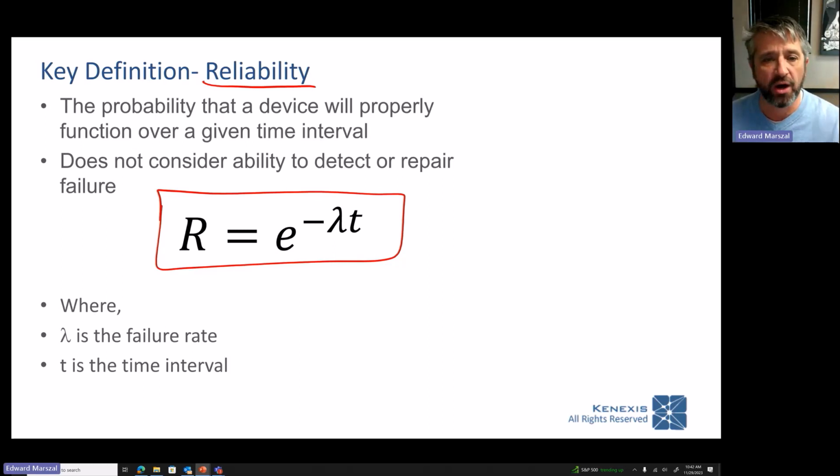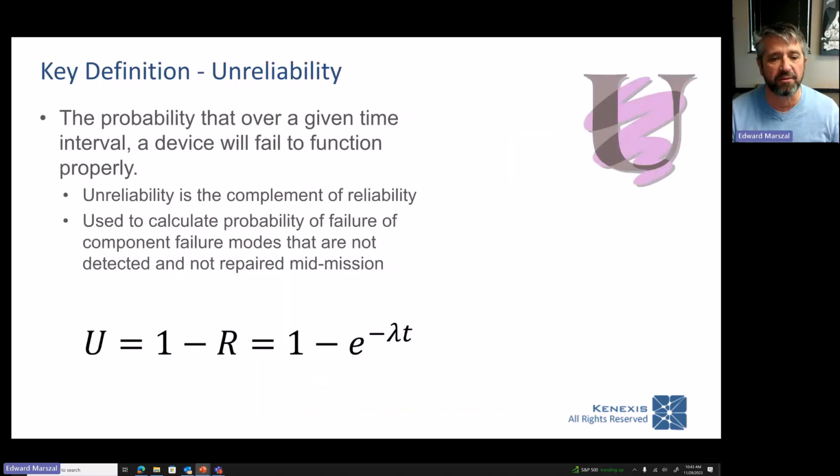I will come back 1 year later, open the door, and determine whether or not the light bulb is still lit. So I turn the light bulb on, and a year later, I'm going to come back and see, is it on, yes or no? The probability that the light bulb is still lit is the reliability. The probability that it is not lit is the complement, which is unreliability. So 1 minus R is unreliability.